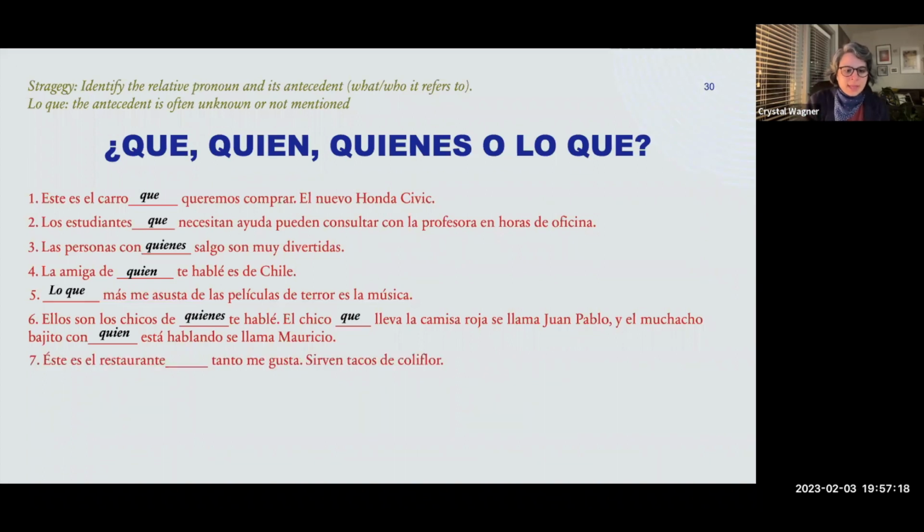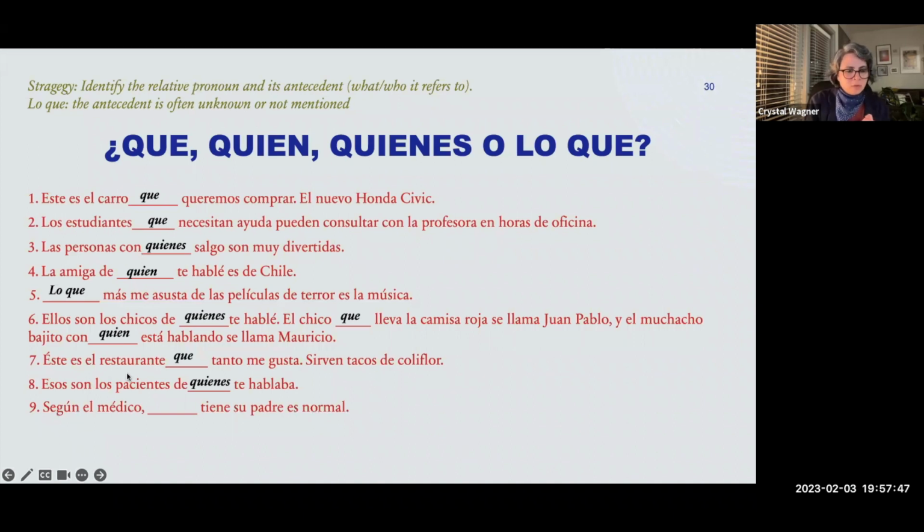7. Este es el restaurante. This is the restaurant. Definitivamente it has to be que because, again, specific noun and it's not a person. Este es el restaurante que tanto me gusta. Sirven tacos de coliflor. 8. Esos son los pacientes de, we have a preposition, ¿quiénes? Te hablaba. Once more, pacientes is plural.